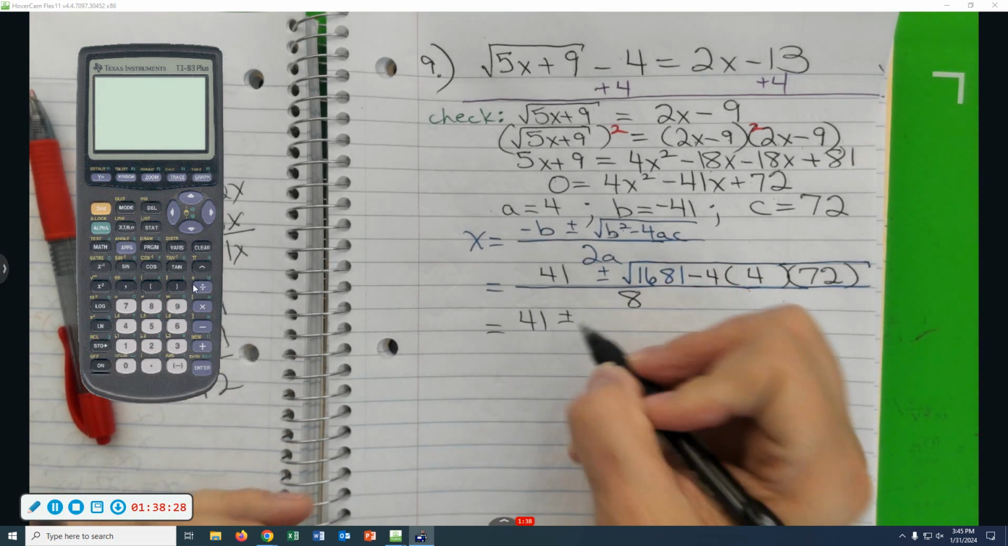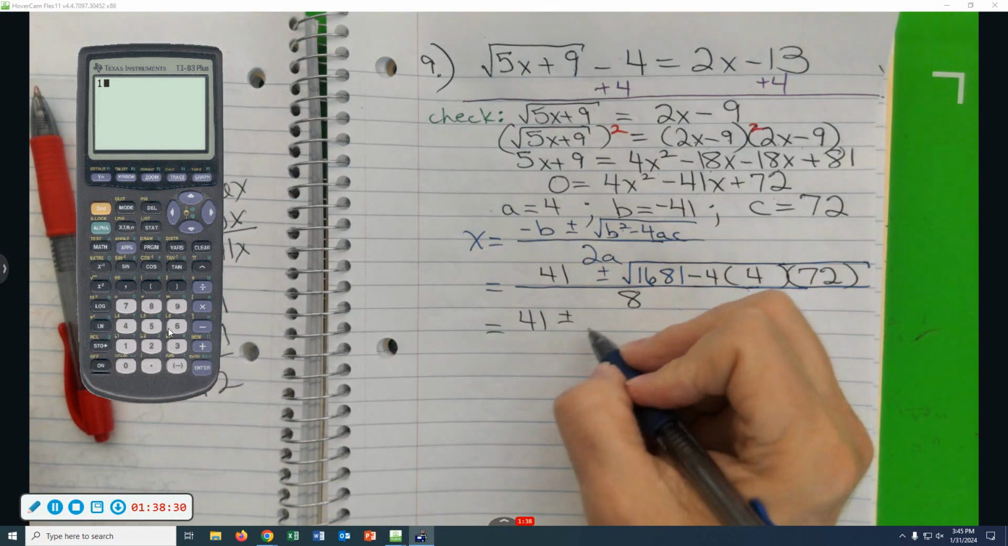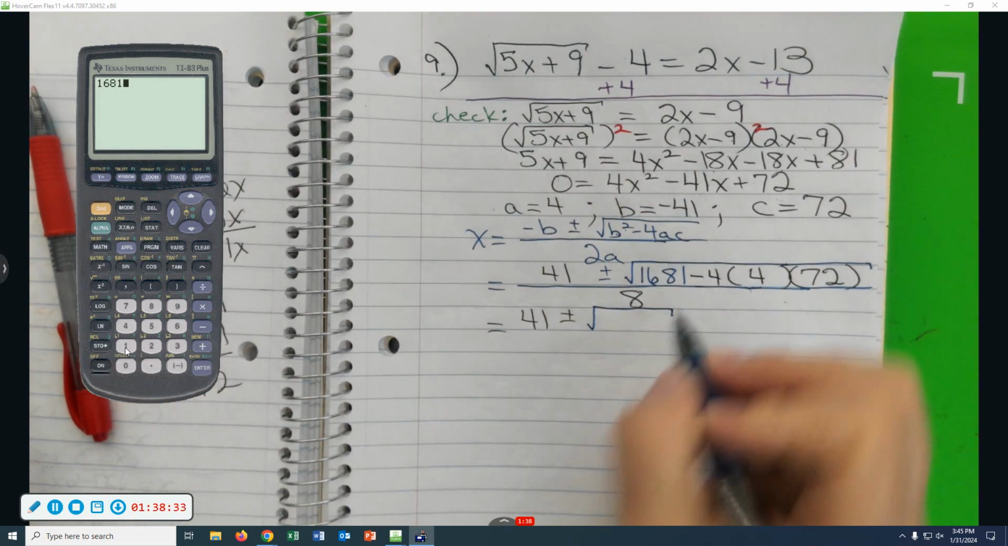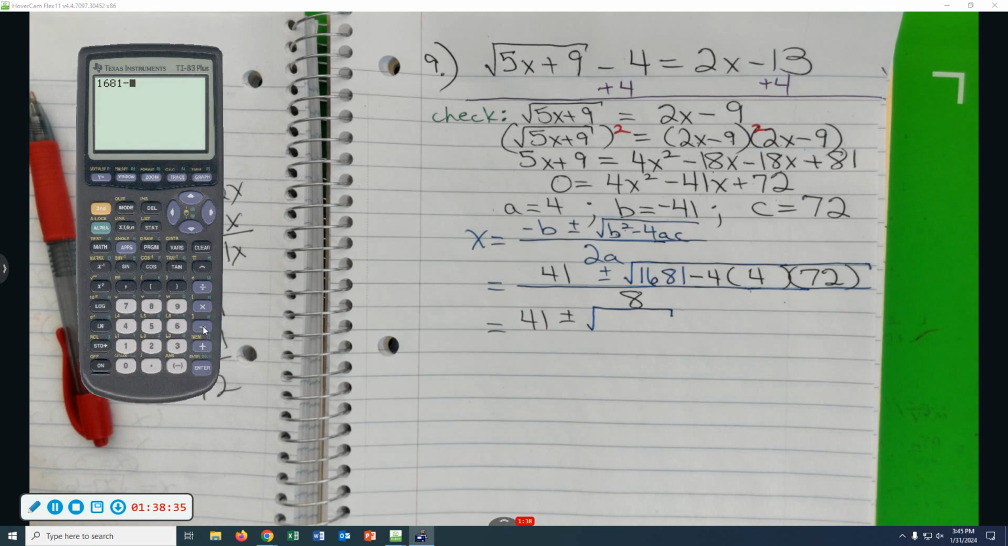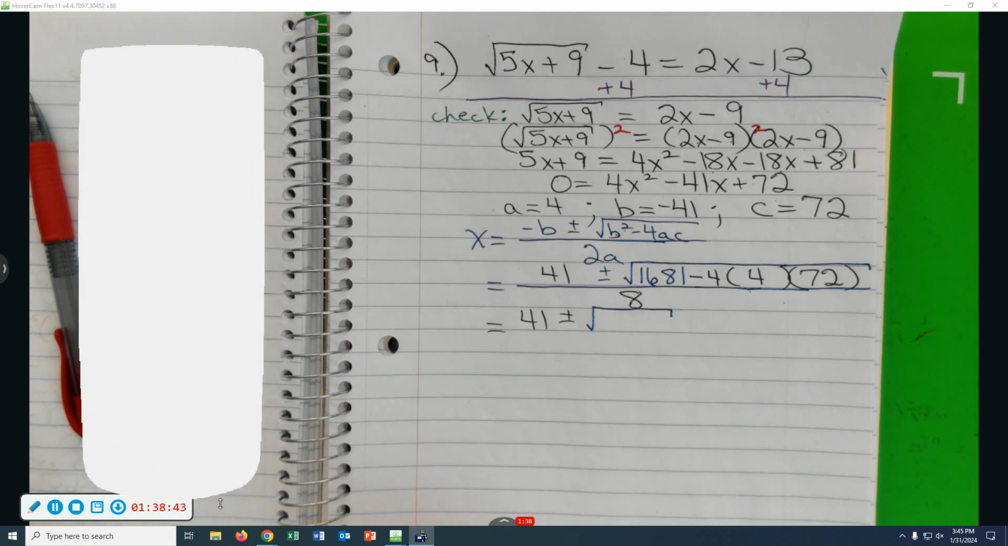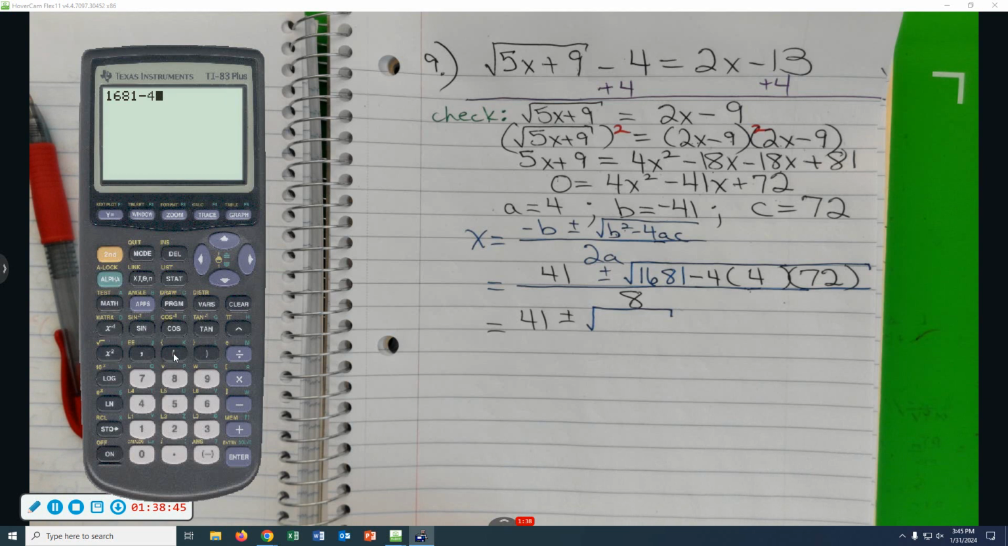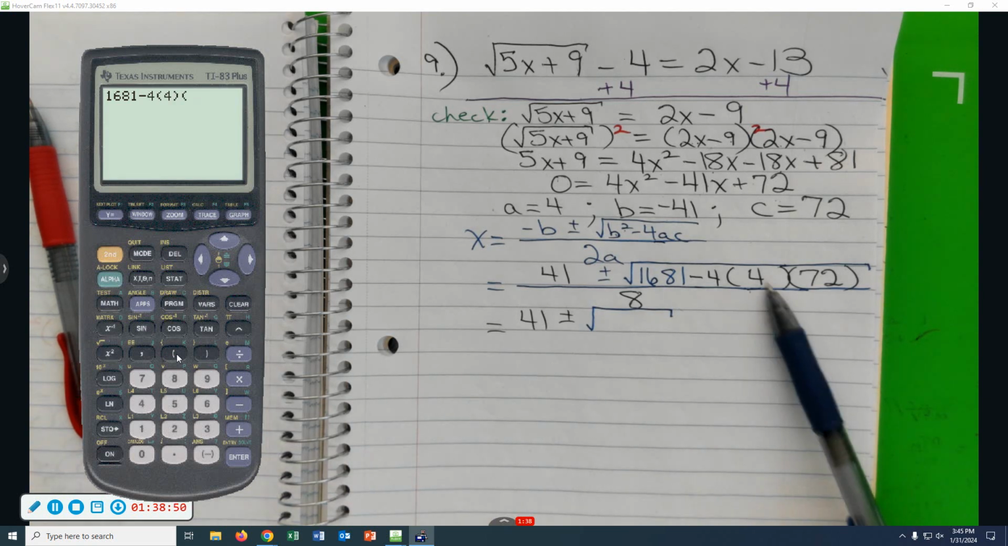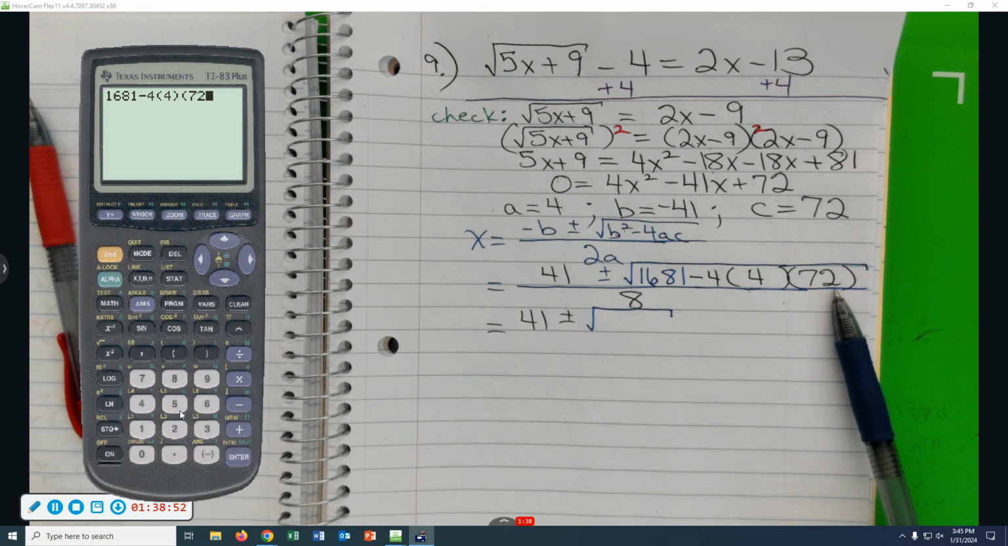So let's simplify under that square root. So we have 41 plus or minus the square root of 1681 minus 4, parentheses 4, parentheses 72. Make the calculator bigger now, so it's easier for the students to see it. It's easier for me to see it also.